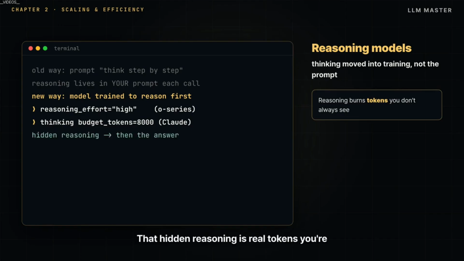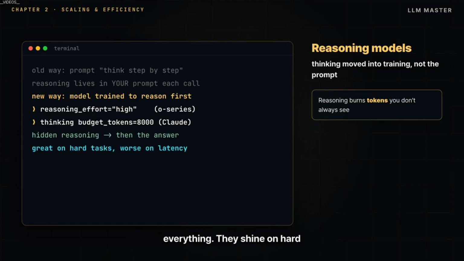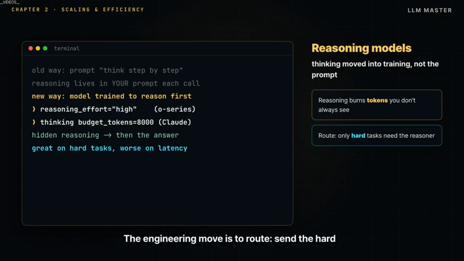But nothing is free. That hidden reasoning is real tokens you're billed for, and it adds latency, sometimes a lot. So these models aren't a drop-in upgrade for everything. They shine on hard, verifiable problems, and they're wasteful on the easy ones. The engineering move is to route. Send the hard tasks to the reasoner, keep the rest on a fast, cheap model.